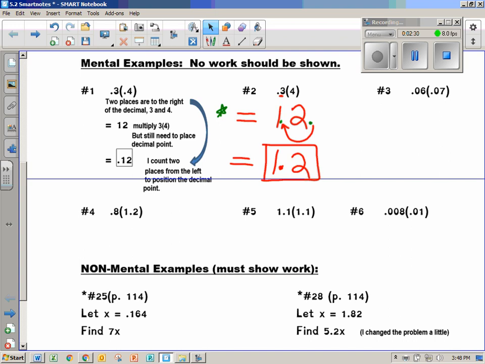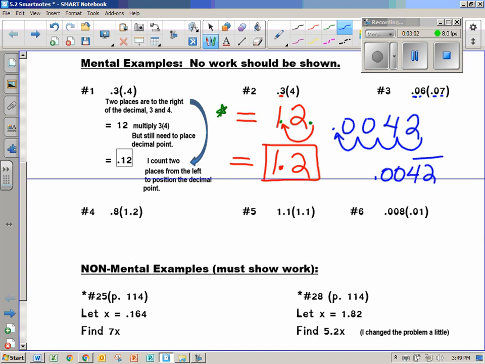So let's try another one. So number 3, I know 6 times 7 is 42. And then I count the places to the right of the decimal. So there's 1 here, 2, 3, 4. So I start here and I move 4 places: 1, 2, 3, 4. So my decimal is going to go here, and I'm going to have to fill in zeros. So my answer is 42 10,000ths, because the 2 is in the 10,000ths place.